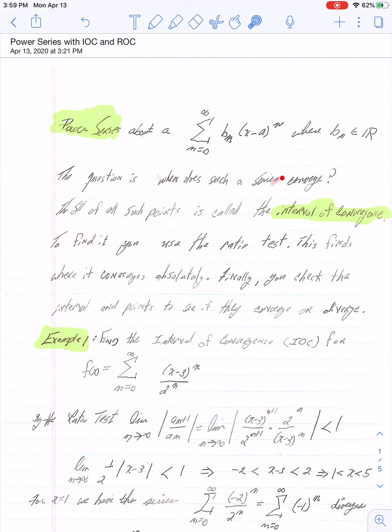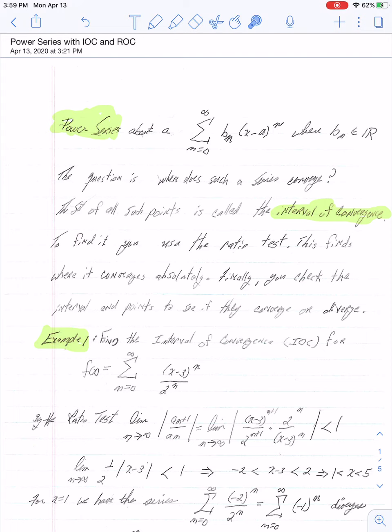All the points x where it converges, we're going to call the interval of convergence, which I abbreviate IOC. So this video is how to find the interval of convergence of a power series. Now again, what's a power series? It's powers of x minus a, so it's x minus a to the n times constants b sub n.